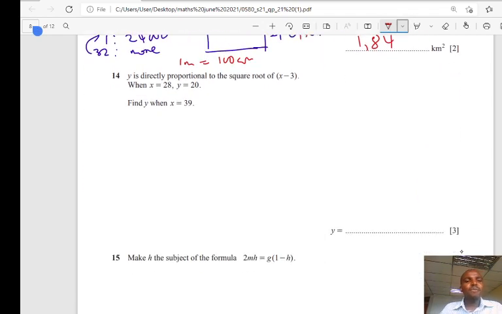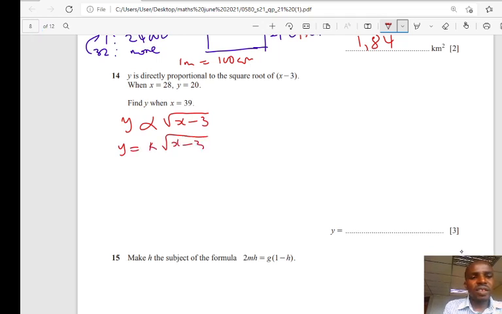Next, question number 14. Y is directly proportional to the square root of x minus 3. This one is variation. You say y directly proportional, sign of proportionality, to the square root of x minus 3. Second stage, introduce an equal sign and a constant here. That's what they do always in variation. So first thing, sign of proportionality. Second, introduce an equal sign and a constant. Then you never go wrong in variation.